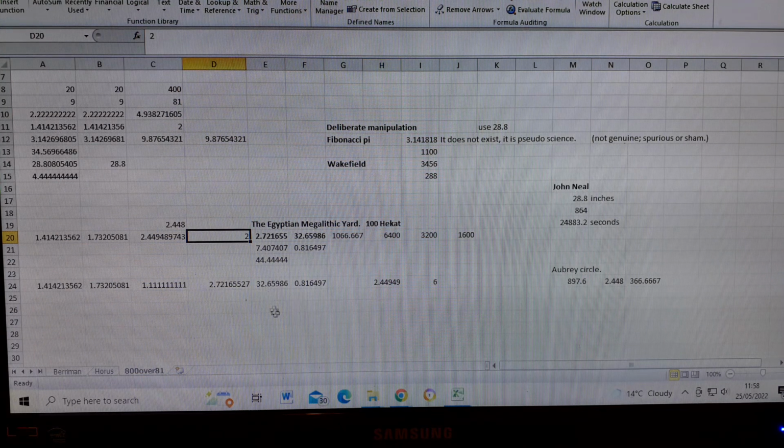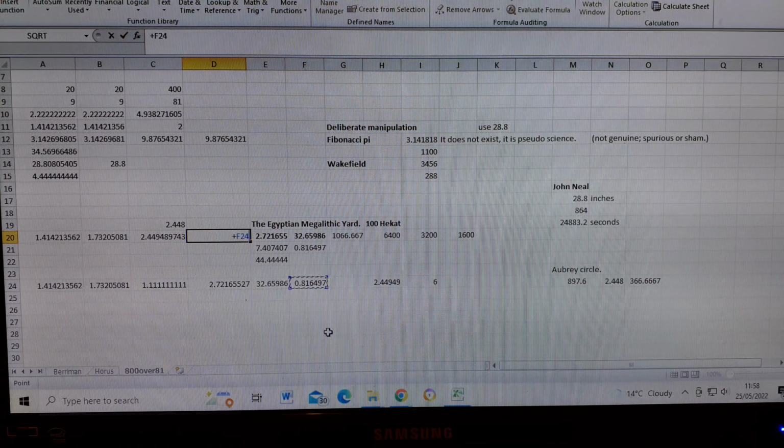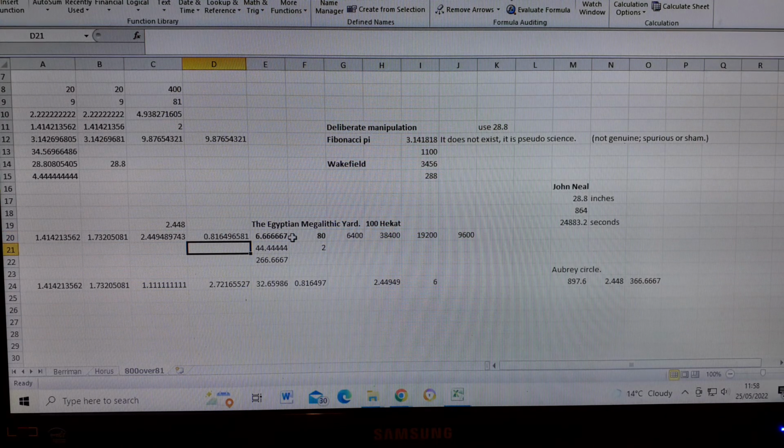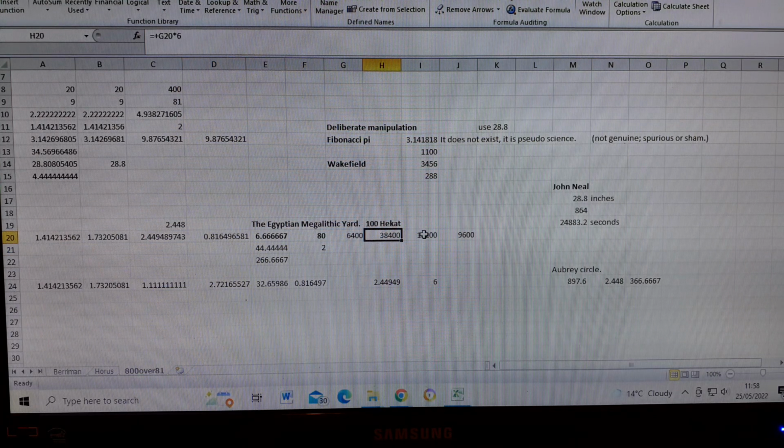If I change that to the megalithic inch, which is there, we get some extraordinary results appearing. So the Egyptian megalithic yard now becomes 6.666. We multiply that by 12, we get 80. We square that, we get 6400. And multiply by 6, we get 38400, divided by 2, 19200. John Neal knows all about that number.